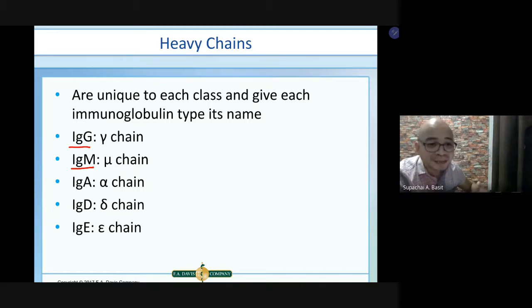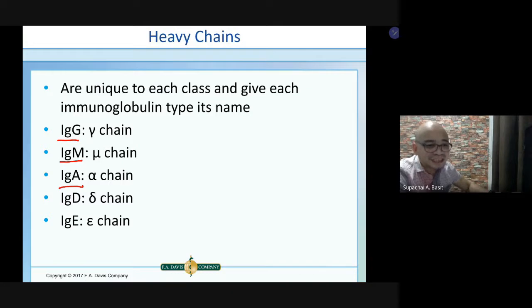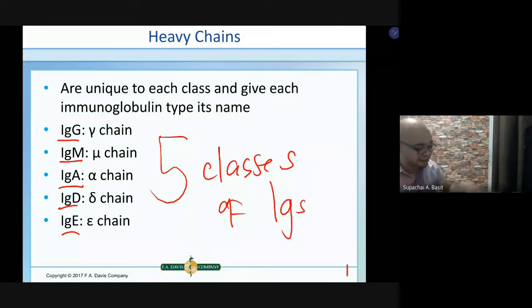If alpha chain is present in immunoglobulin, then it is designated as IgA. If delta chain is present in the heavy chain, then the immunoglobulin is designated as IgD. If epsilon chain is present in the immunoglobulin heavy chain, then that immunoglobulin class is designated as IgE. As you can see, the heavy chain is unique and it determines the class of immunoglobulin. And with that, we now have the 5 classes of immunoglobulins.